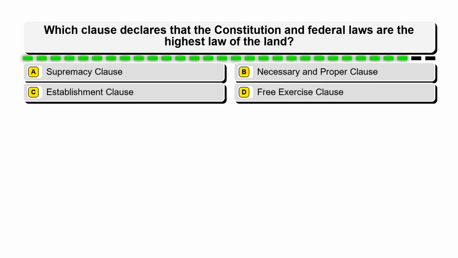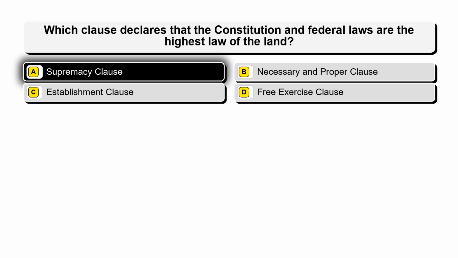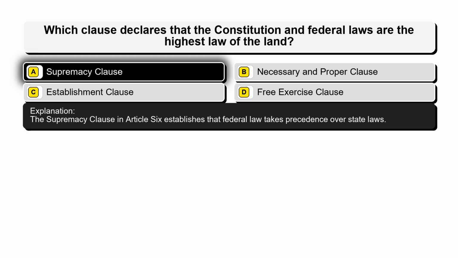Question 108. Which clause declares that the Constitution and federal laws are the highest law of the land? Option A, Supremacy Clause. Option B, Necessary and Proper Clause. Option C, Establishment Clause. Option D, Free Exercise Clause. The correct answer is option A, Supremacy Clause. The Supremacy Clause in Article 6 establishes that federal law takes precedence over state laws.